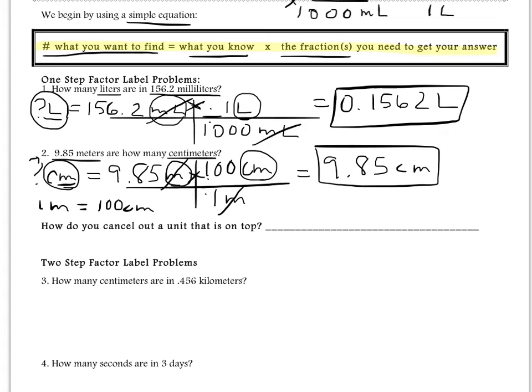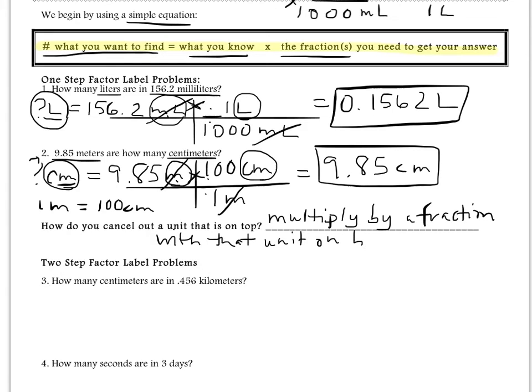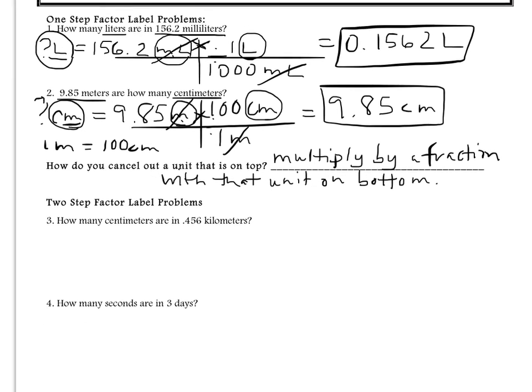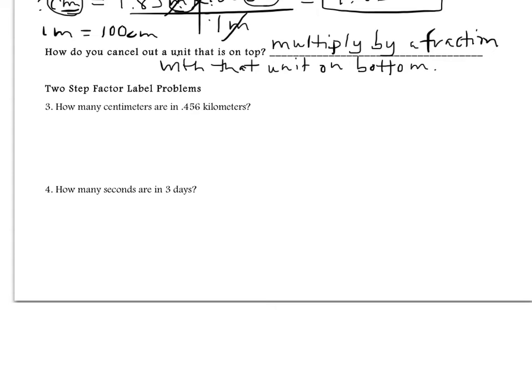So, in summary, if I want to cancel out a unit that is on top, like when I tried to cancel out meters or milliliters, I need to multiply by a fraction with that unit on the bottom. Okay, so these were one-step factor label problems, right? That's what worksheet 2 is going to be all about.